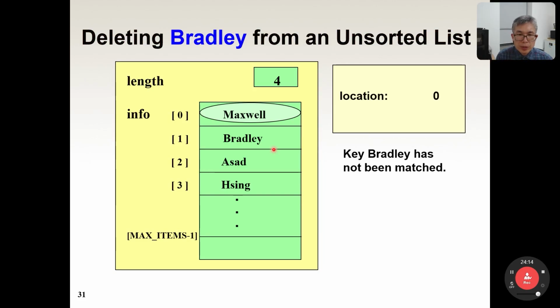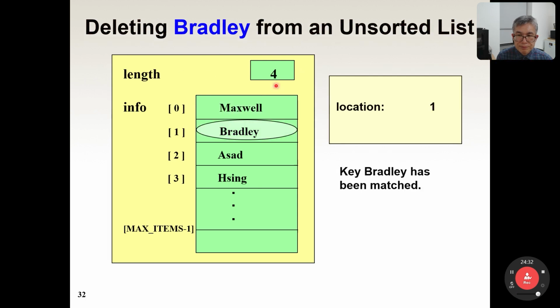So here we have the info array, and the location starts at 0. Then we can find the item to delete. The strategy is that the last item is copied into this position. Then we reduce the length by 1. So we increase the location and compare. We found that the key Bradley has been matched.